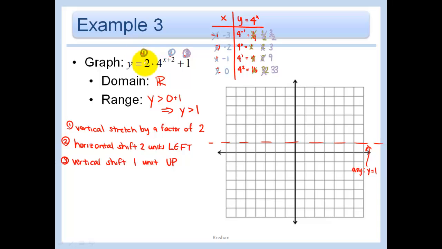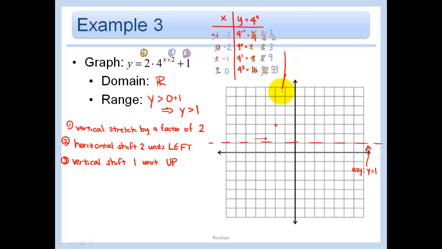Again, the green was the vertical stretch. I must apply them 1, 2, 3: vertical stretch, horizontal shift, vertical shift. Now let me just plot these new points. -3, 3/2. -2, 3. And -1, 9 is the last thing that I'm going to be able to fit here. So let me just draw that in.